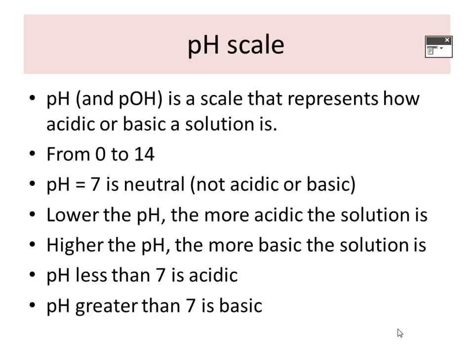pHs less than 7 are considered acidic, and pH greater than 7 is basic. It's more alkaline. If you ever hear the term alkaline, that's just another word for basic, or how basic a solution is. So if I had a pH of 6, is that going to be acidic or basic? What do you think? How about a pH of 11? Basic. Good. Okay. So moving on.